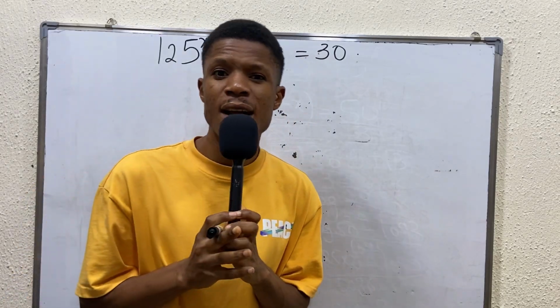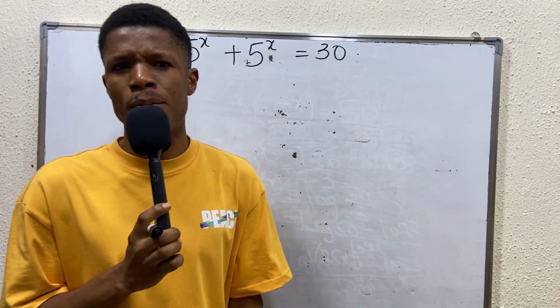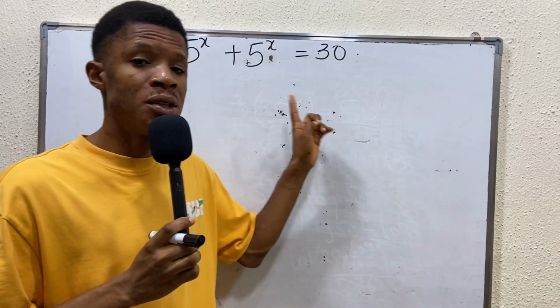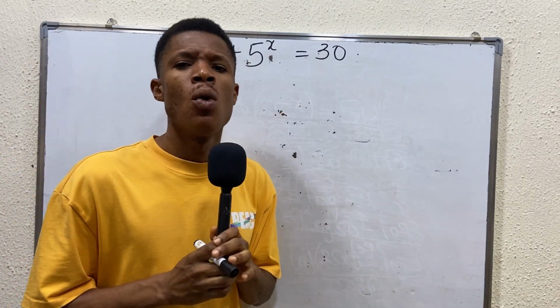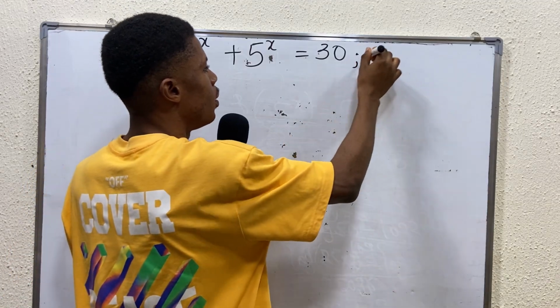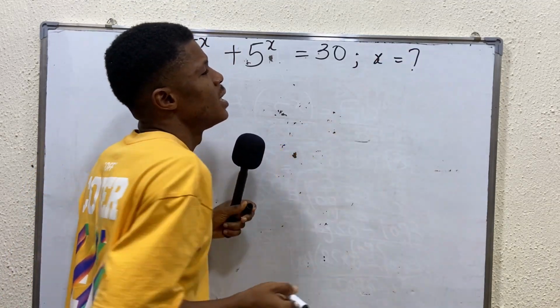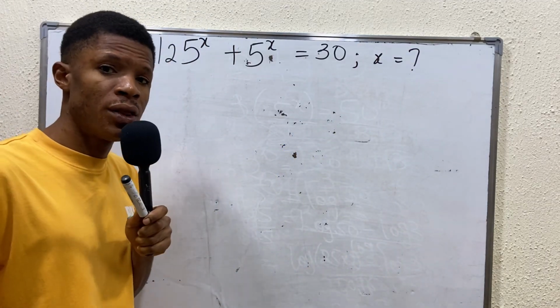99% of students can solve this simple Math Olympiad problem. We have 125 power x plus 5 power x is equal to 30. What then is the value for x? X will be what? This is very simple.